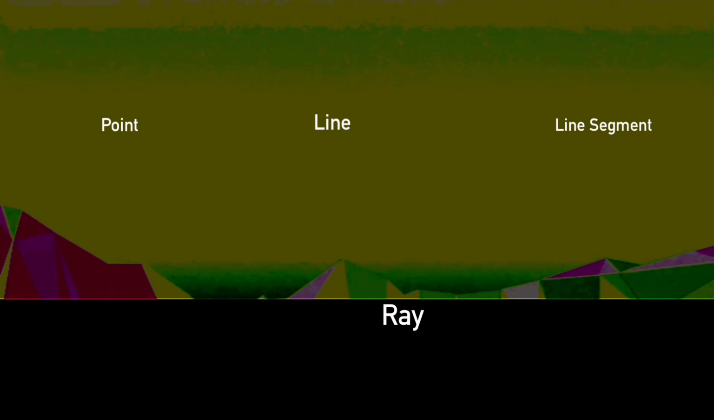A ray does not belong in the line category. A line is a straight object on a plane that is moved forever in both directions. This is different from a line, which extends forever in both directions.